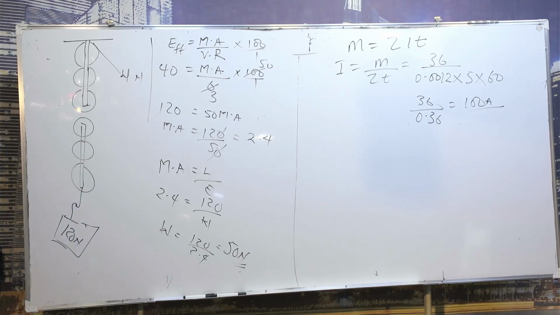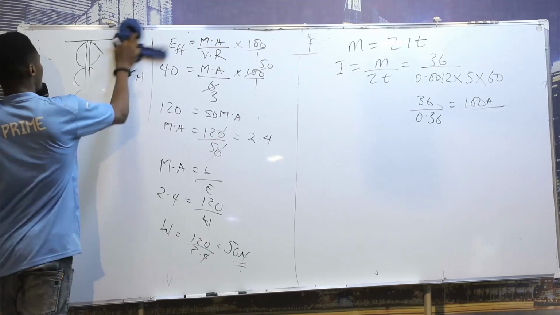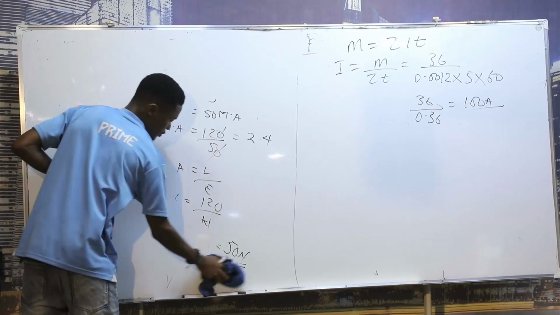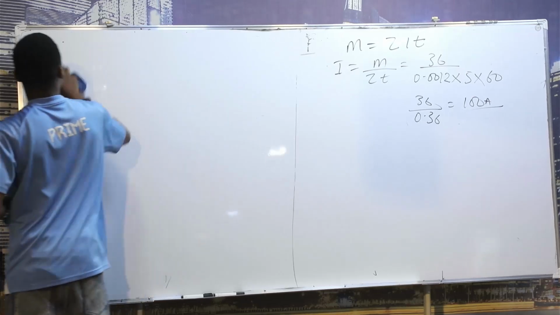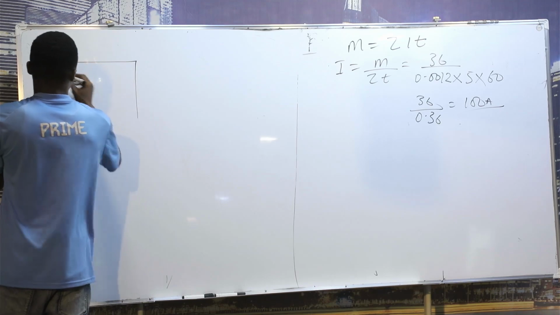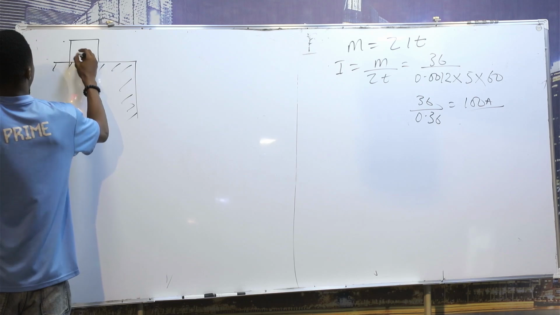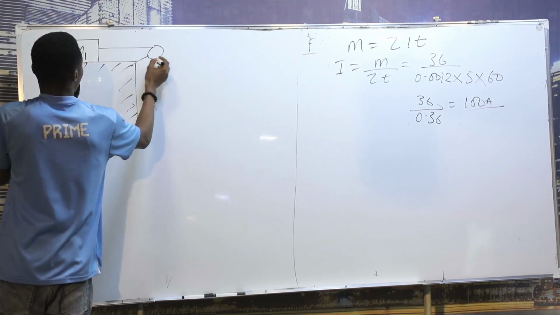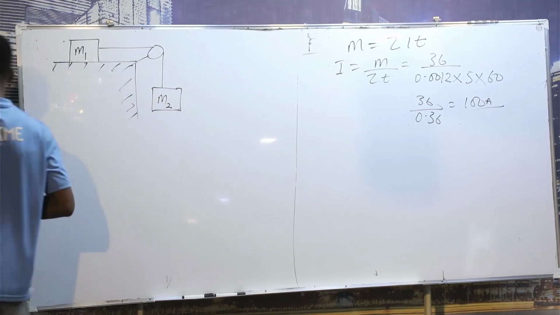Okay, let's continue. Number 17. We have a diagram looking very weird. Okay, so we have a mass M1 here, and we have it attached to a pulley. And the other mass is attached here. This is M2.